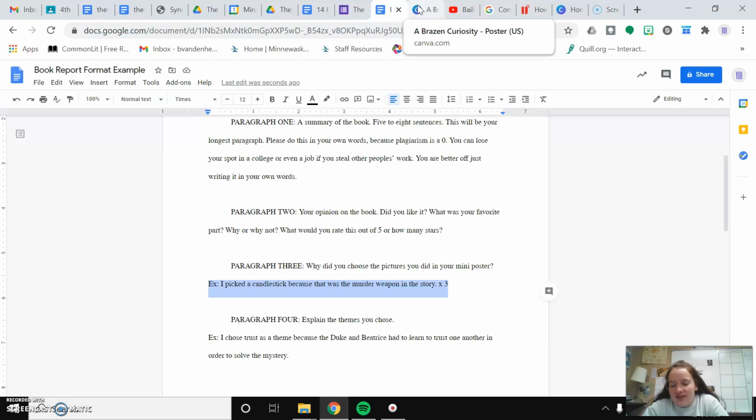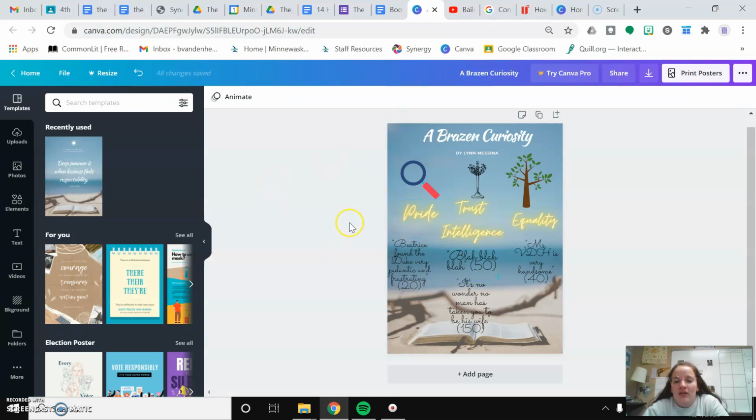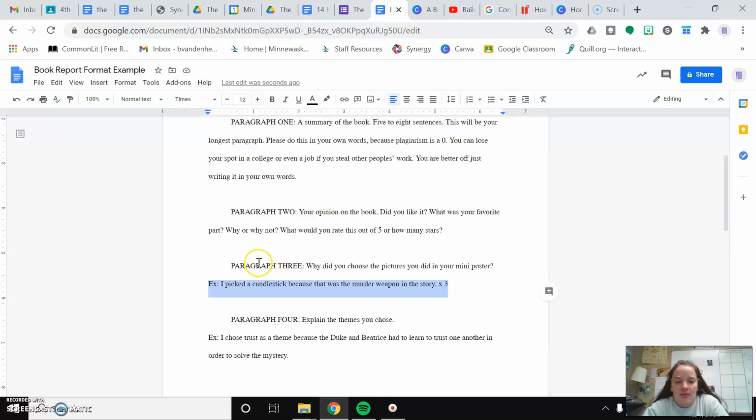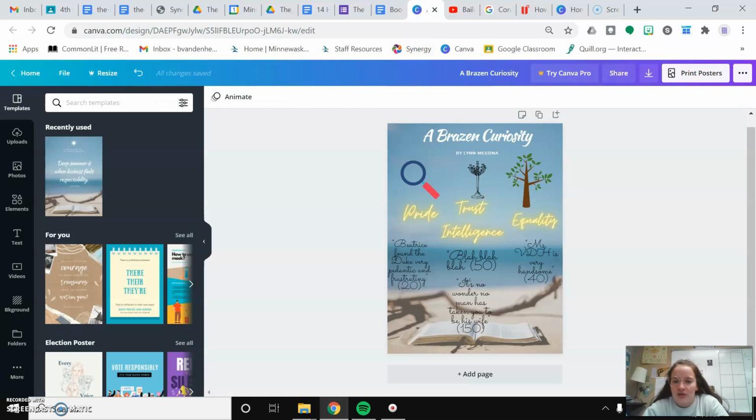Try to get that to 5 sentences, if you can. One sentence for each, and then maybe just an overall one. But so I explained my sentences here, my themes. I explained my pictures. First one I picked was a candlestick because that was the murder weapon in the story. Here's my candlestick. Done. The book down here, I chose this poster format.